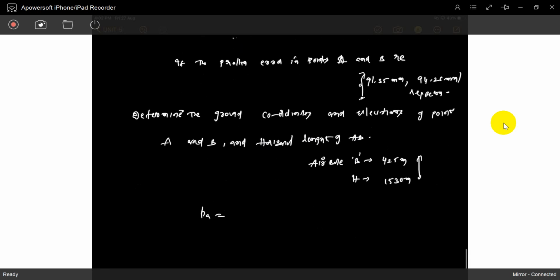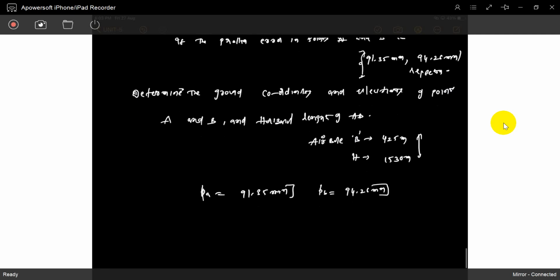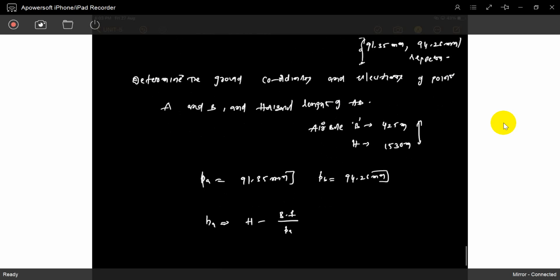So what is the parallax error in A? 91.35 mm. To find out the parallax error of that point is another topic. There are different methods, no need to discuss. In some textbooks they discuss it later. PB is 94.26 mm. So now you can see the elevation of that point, HA. You can find HA by B F by PA. That's it. Simple.